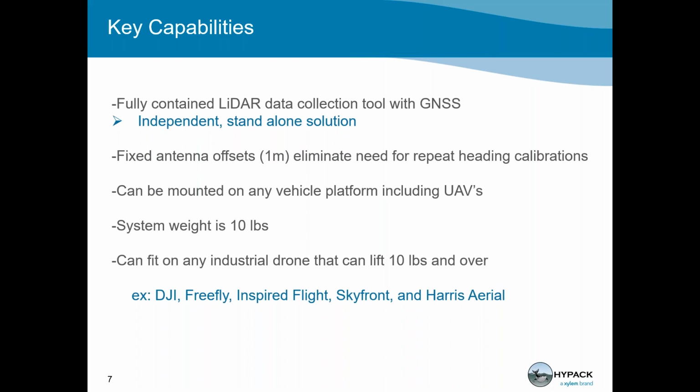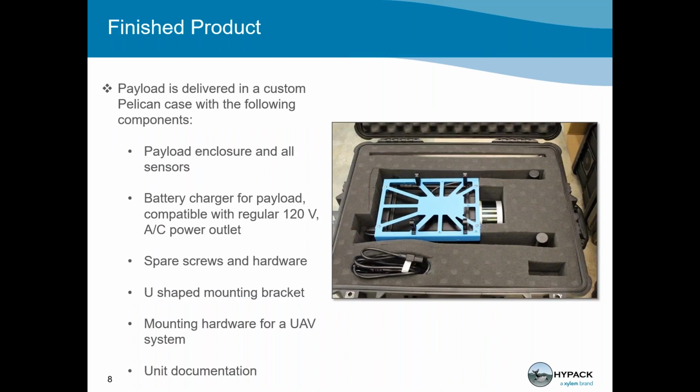The system weight is 10 pounds, which can fit on quite a few industrial drones. There are a few out there that can lift 10 pounds and over, and I have a list here for you at the bottom. Most of these drones have carbon fiber poles that are attached to the bottom of some sort of center console, and we have a mounting system that attaches to the drone to easily clamp onto those carbon fiber mounting poles.